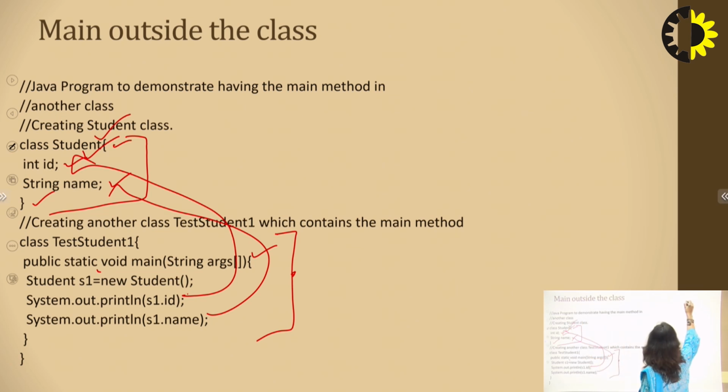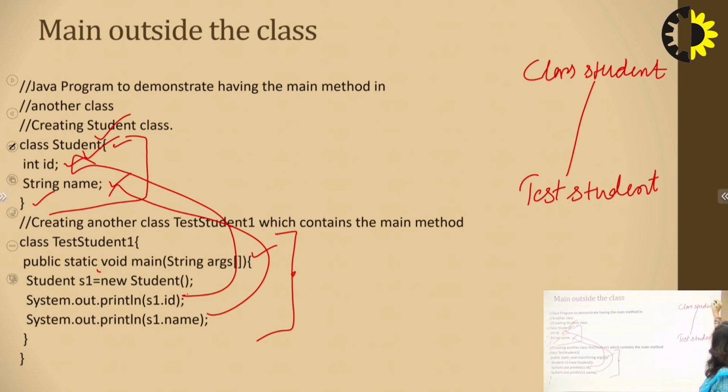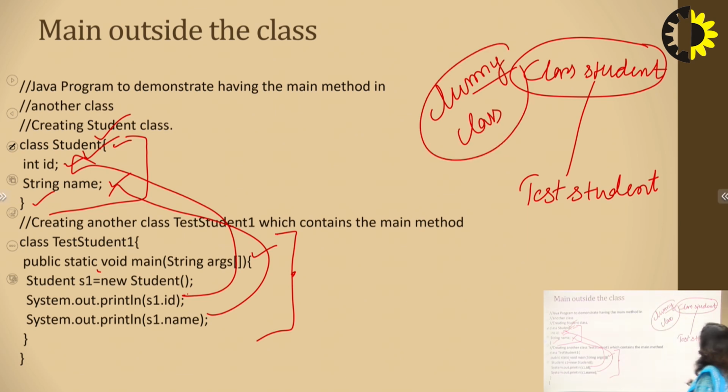So here we are having two classes. One is class Student and another is class TestStudent. So this is your kind of a dummy class. Now why are we calling it a dummy class? As it is not functional right now. Why is it not functional? Because it does not have the main method.